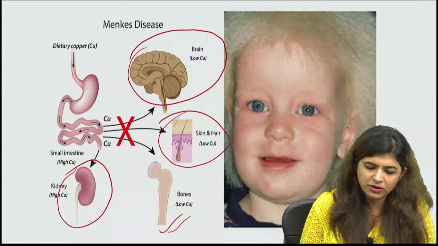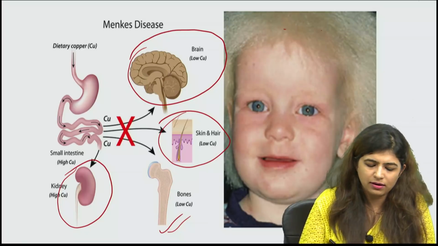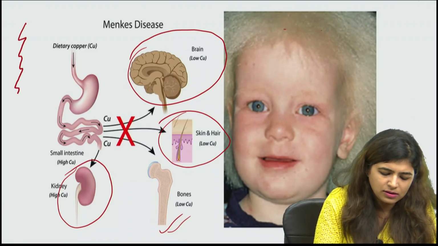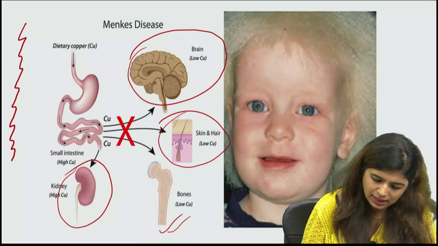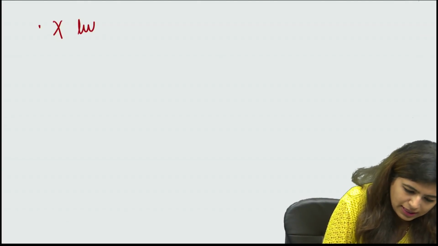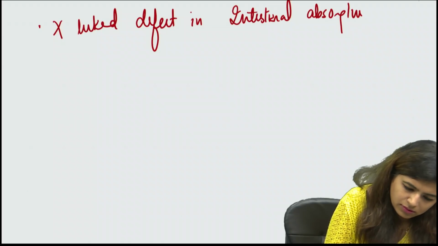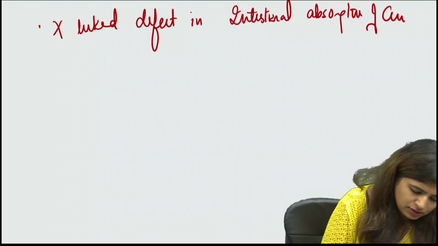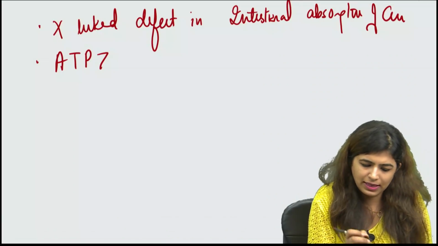Now, what is important for your MCQs? Important for your MCQs are these hair, the kinky hair. These have slight bent due to the brittleness of the hair. So, kinky hair disease. Now, let us just write it down. This is an X-linked defect in the intestinal absorption of copper. The enzyme involved is ATP7A.